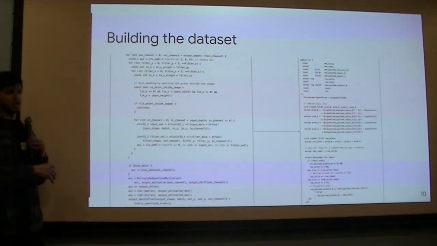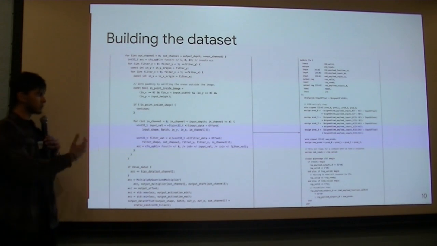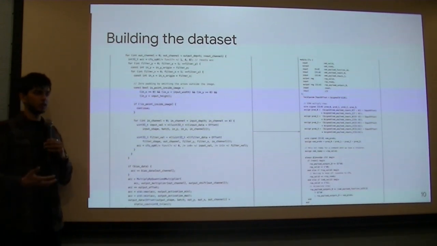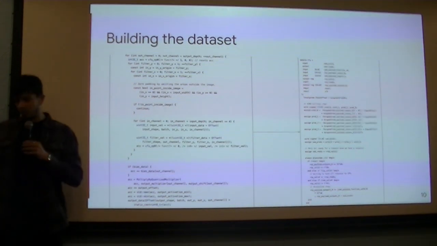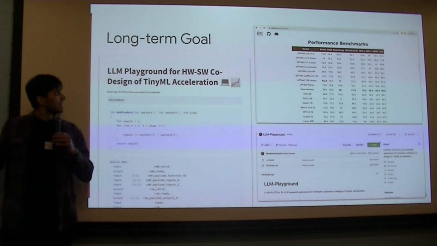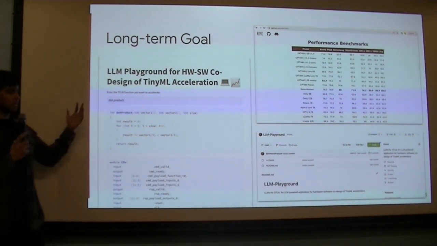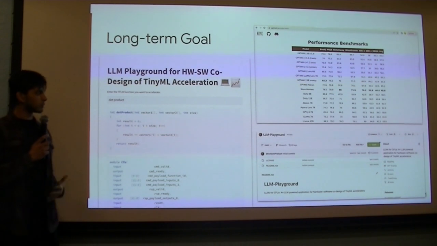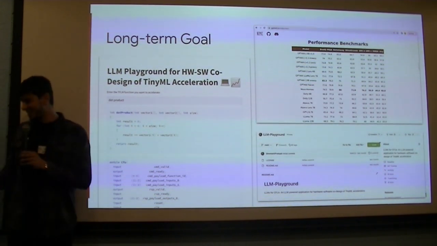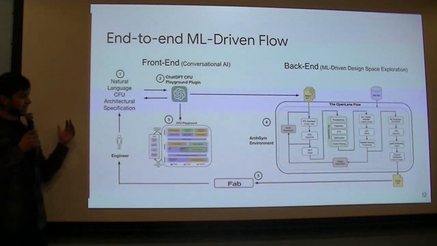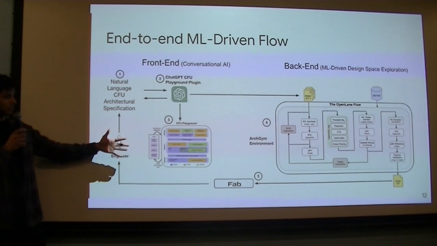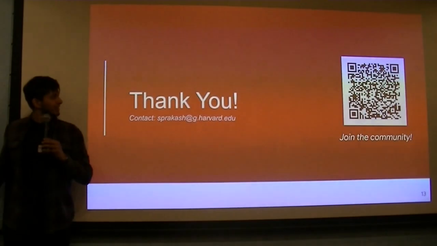So this is a first proof of concept we're working on. Now we're trying to create a data set to see how we can evolve and improve the performance of the model. And so long term, we want to see if we can create this LLM playground, which would be an infrastructure for hardware software co-design. And then lastly, you can envision this end-to-end ML-based flow.